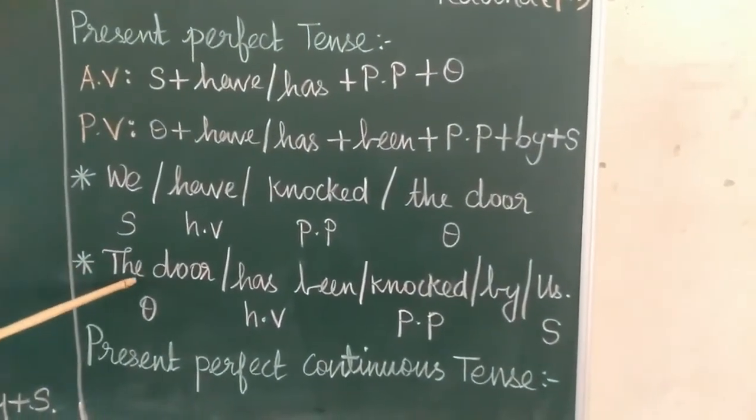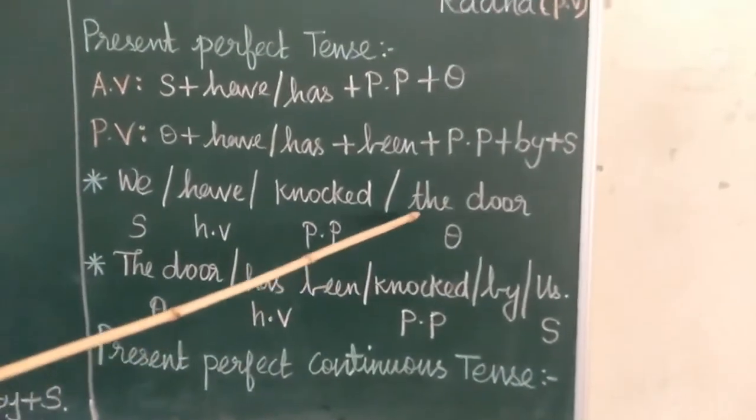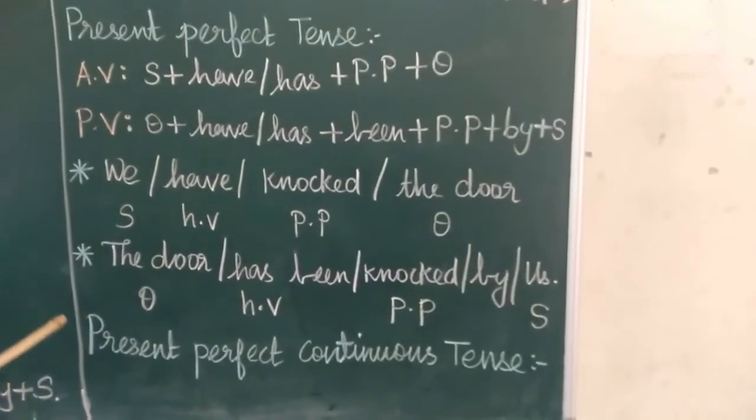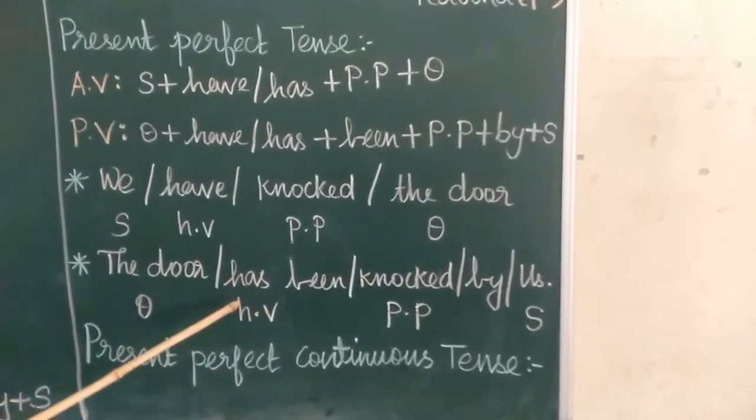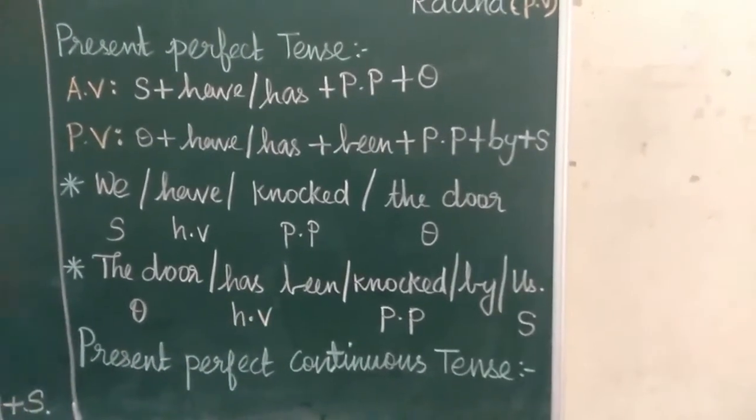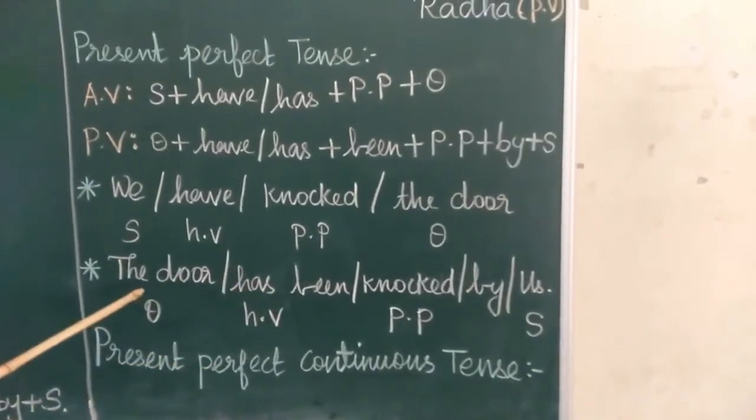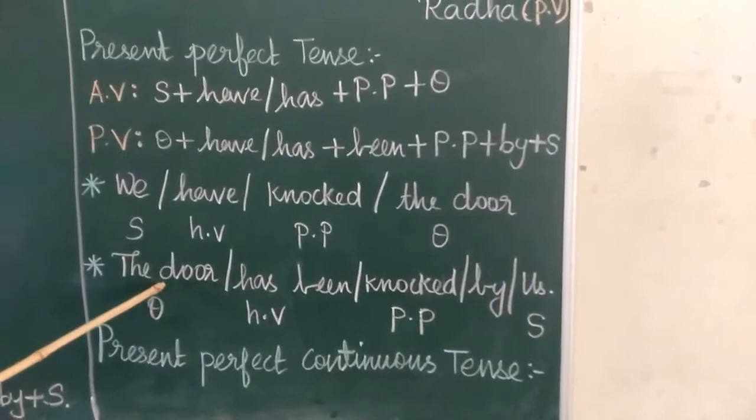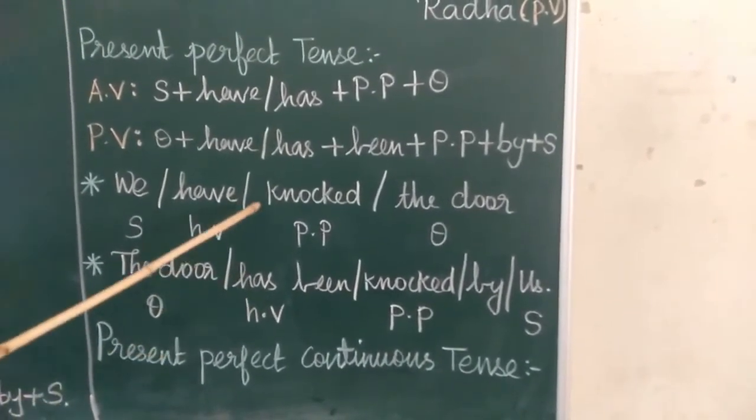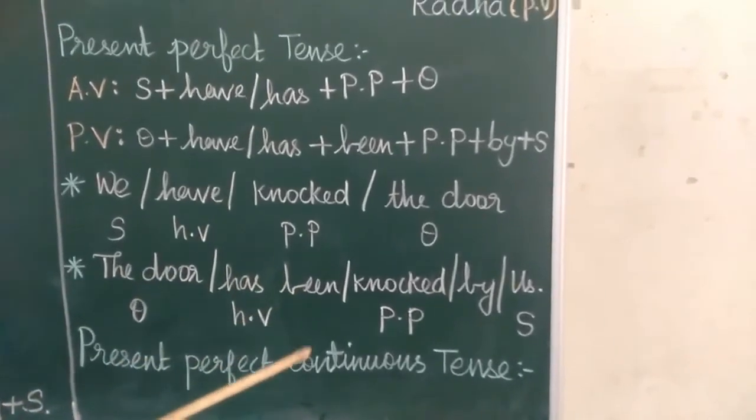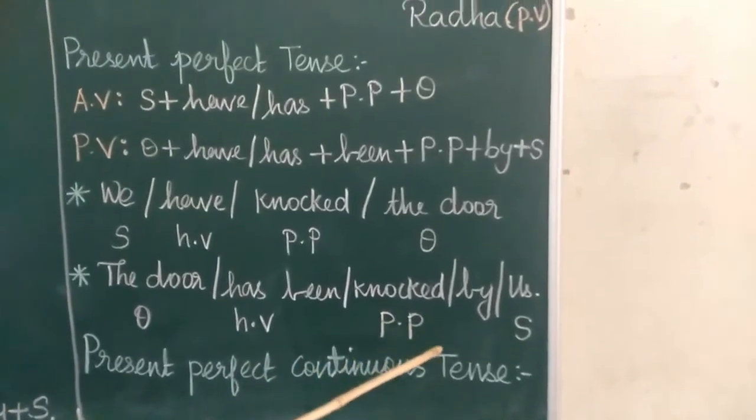In this sentence, the door is the object, so we have to change it into the subject. The door has been. Why do we add has been? For indicating present perfect tense, we have to add has been. The door is third person singular, so we use has. Knocked is already in past participle, so we don't want to change that. Next, we have to add the preposition by.